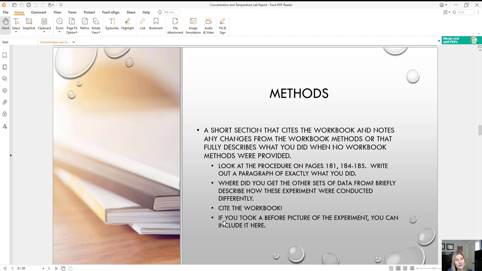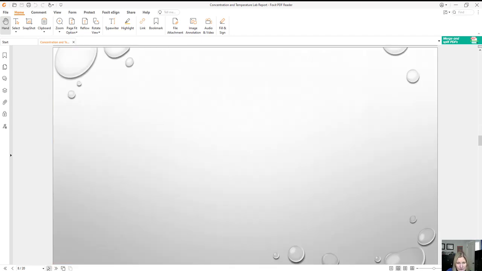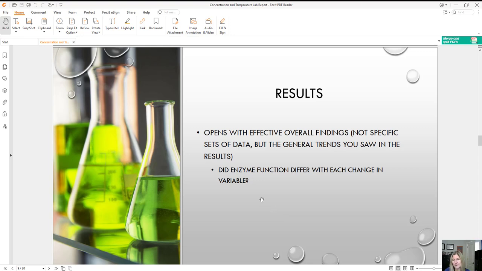Since we are using information from the workbook, I do expect you to cite the workbook. If you happened to have taken pictures of the experiment before you actually performed it, the methods section is a good place to put that picture. If you have just the experimental setup before you actually added the enzyme and saw the foam go. Okay. So that's an option if you do have that picture available. You don't have to include that picture at that stage if you don't want to.